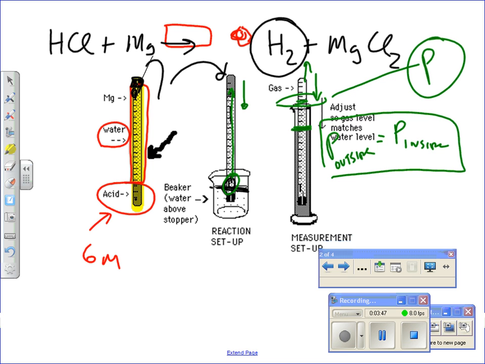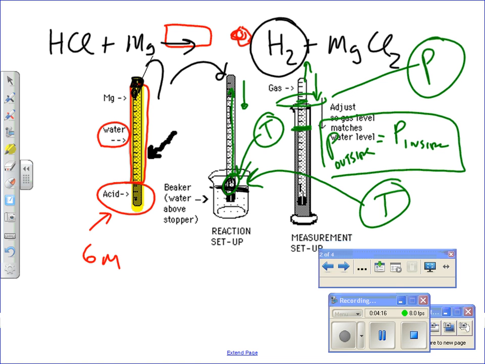Your P value is going to come from barometric pressure that we're going to read off the sensor I have on the computer, and it'll tell us barometric pressure. Then, how do you find the temperature of the gas? You're going to measure the temperature of the water in the beaker. It will be the same temperature as the gas inside when the reaction's done, because it's happening over water. So you're going to use a thermometer to measure the temperature in the beaker.